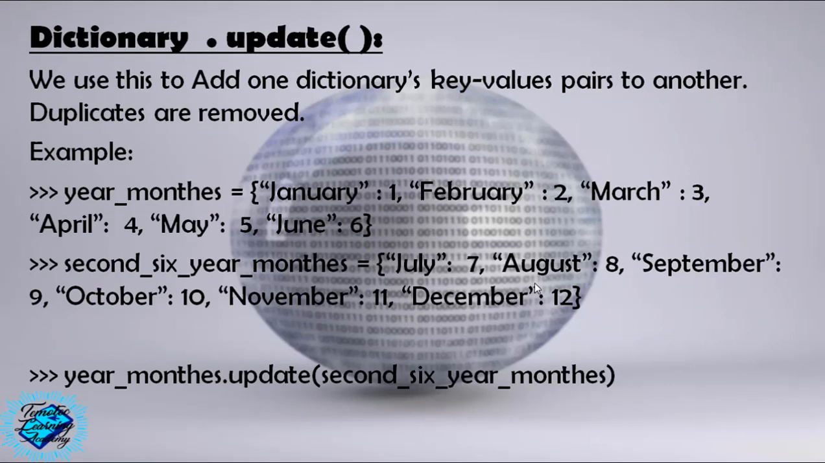Dictionary.update method. We use this to add key-value pairs from one dictionary to another. Duplicates are removed. Example: year_months = {'January': 1, 'February': 2, 'March': 3, 'April': 4, 'May': 5, 'June': 6}. second_six_year_months = {'July': 7, 'August': 8, 'September': 9, 'October': 10, 'November': 11, 'December': 12}. year_months.update(second_six_year_months).